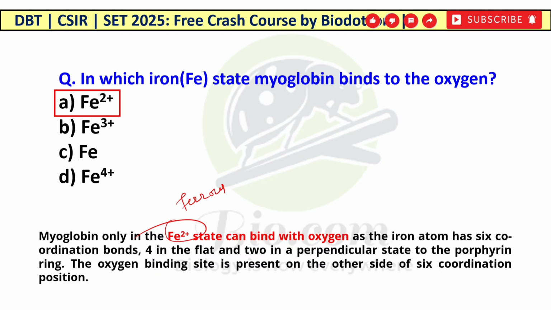Iron atom has 6 coordination bonds, 4 in the flat plane and 2 perpendicular to the porphyrin ring. That is, you can imagine it like this, 4 and 6. So the oxygen binding site is present on the other side of the 6th coordination position. So basically, when iron is in the Fe2+ state, only then does it bind to myoglobin. So you have to remember that. So the correct answer for this question is option A. Moving on to the next question.